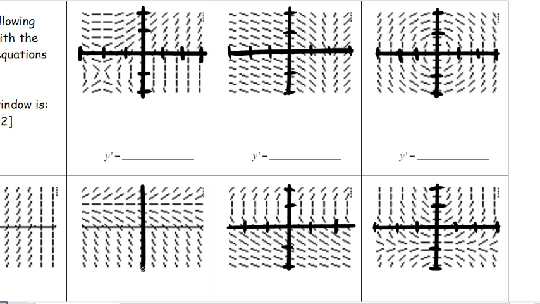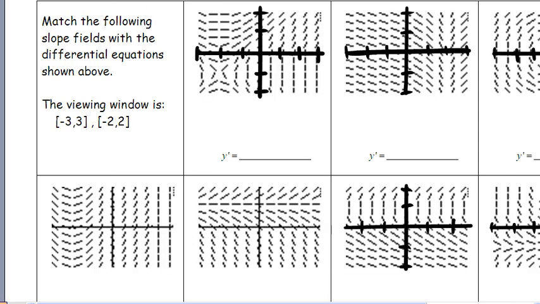Okay, getting close to being ready to go. I'm going to show you how you can find some little identifiers on these slope fields. And I've got one more right here.